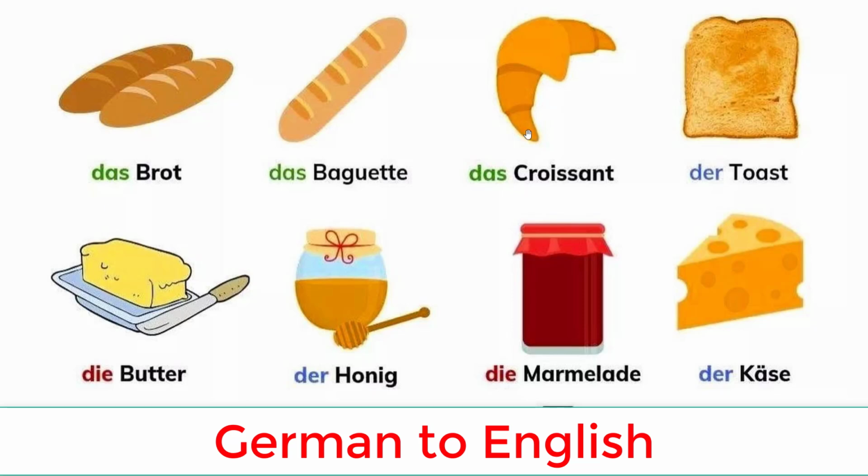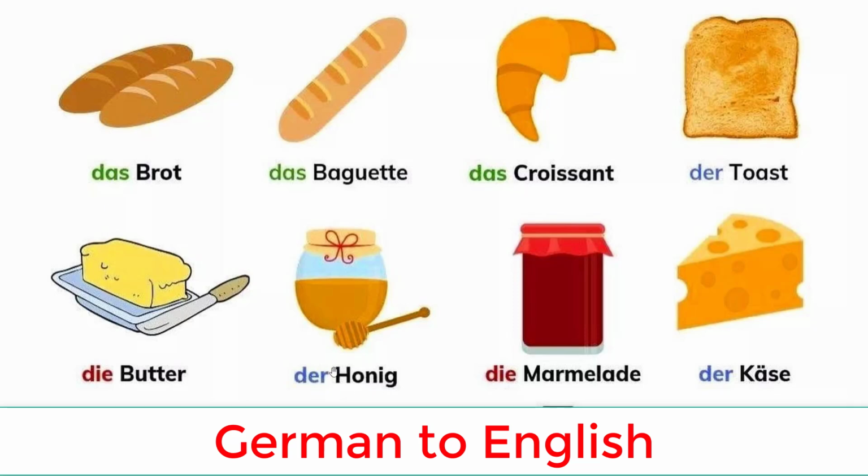I sometimes eat this croissant. And then der Toast, that means toast. And then die Butter, the butter made from milk. And the article for milk is die Milch, die Milch. So it's also easy to remember that butter is made from milk. So that means the same article is here, die Butter.